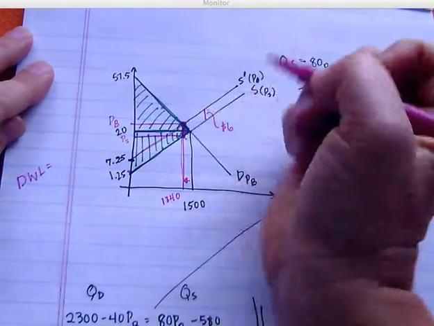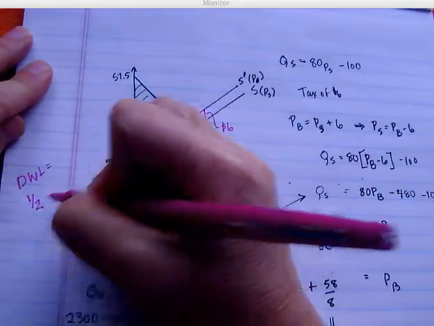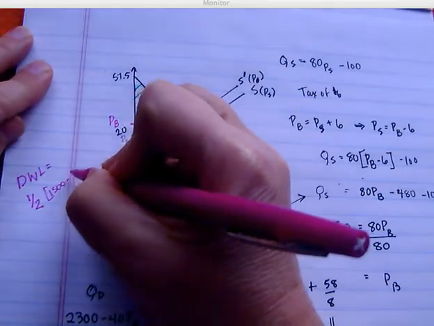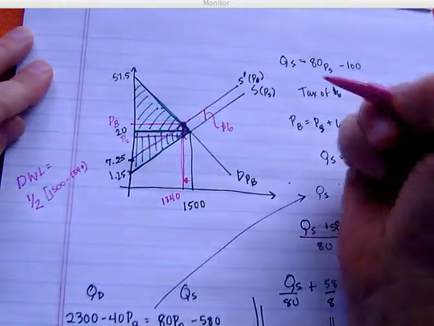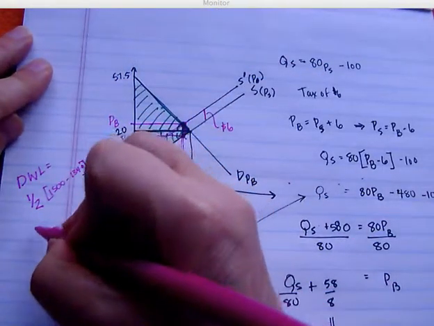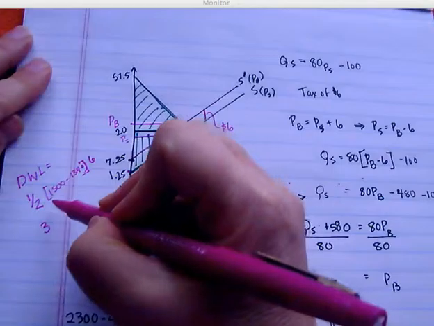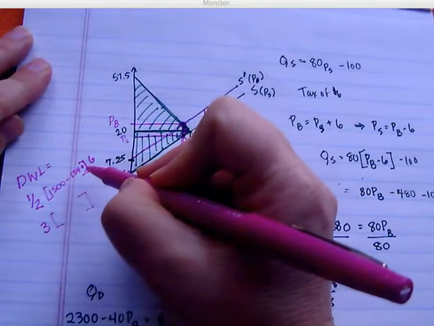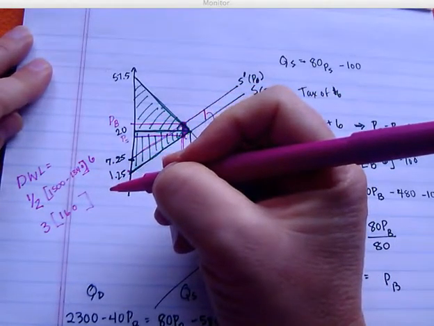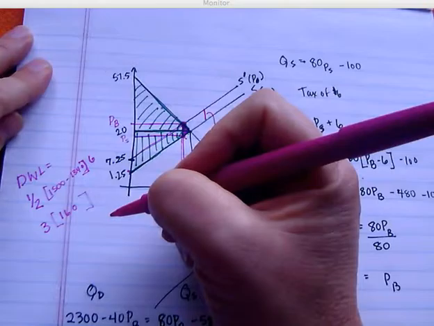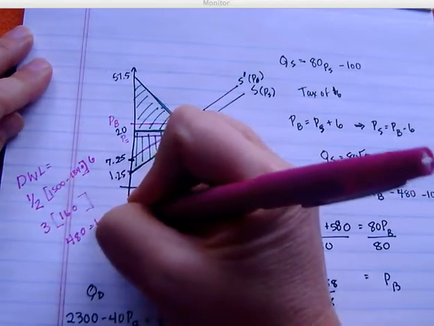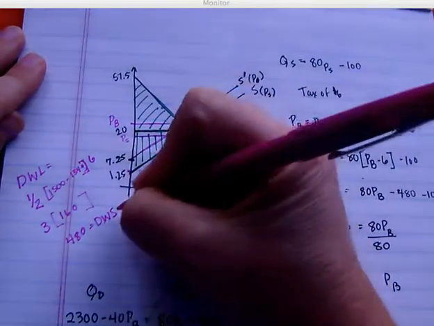Deadweight loss is equal to the area of this triangle, so 1/2 times the base. The base is 1,500 minus 1,340 times the height, right? And the height is just that $6 tax, all right? So 1/2 times 6, that's easy, that's 3. And then 1,500 minus 1,340, right? That's 160. And so the deadweight loss associated with this tax is going to be 480. That's our deadweight loss.